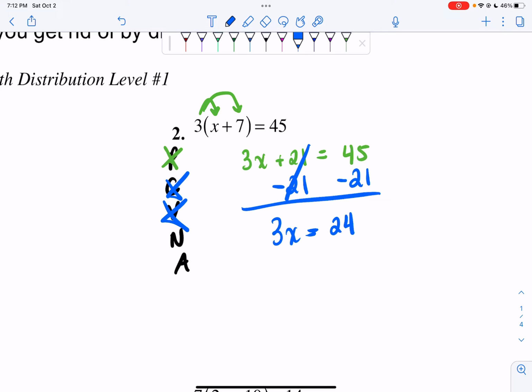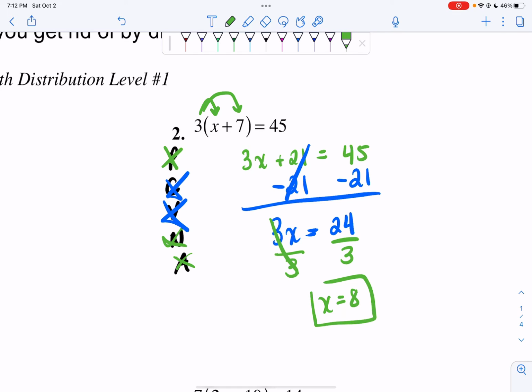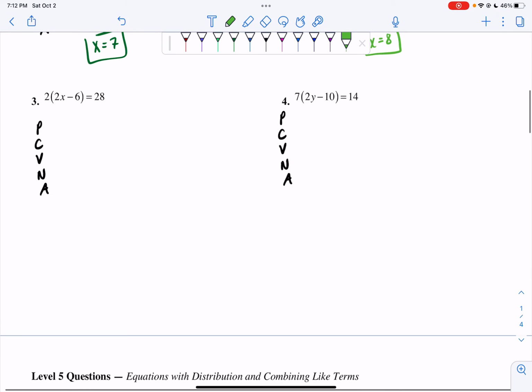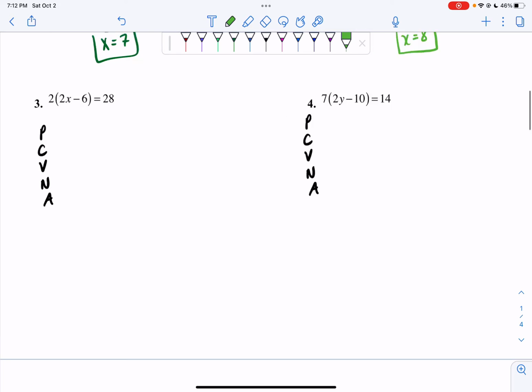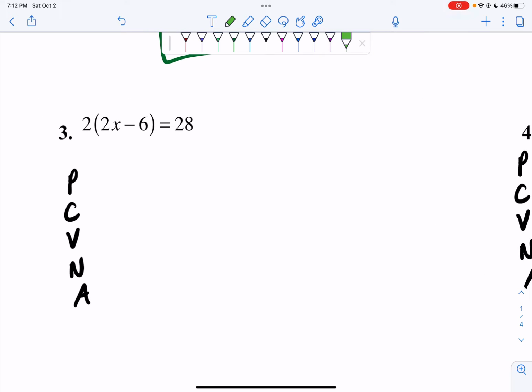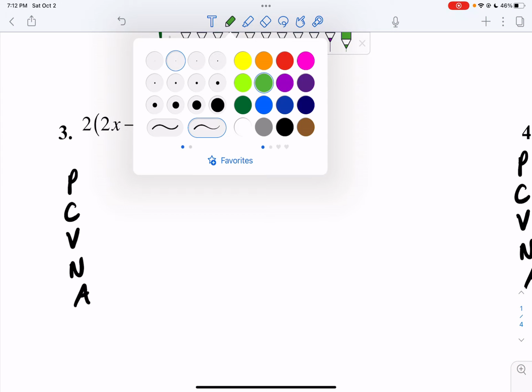And then last but not least, I get rid of that 3 by dividing. So divide both sides of your equation by 3, and I get x is equal to 8. And that's my final answer. Number 3. I have 2 times 2x minus 6 equals 28.